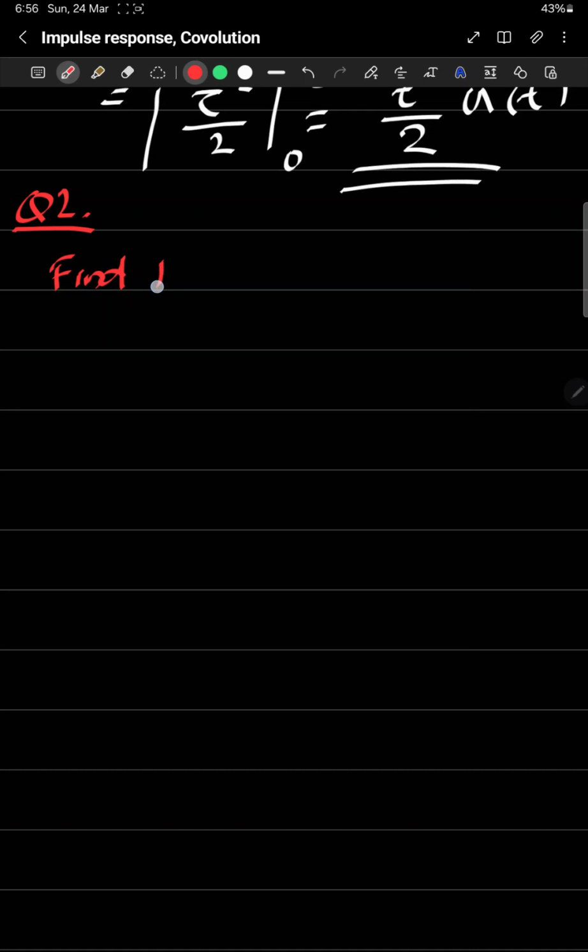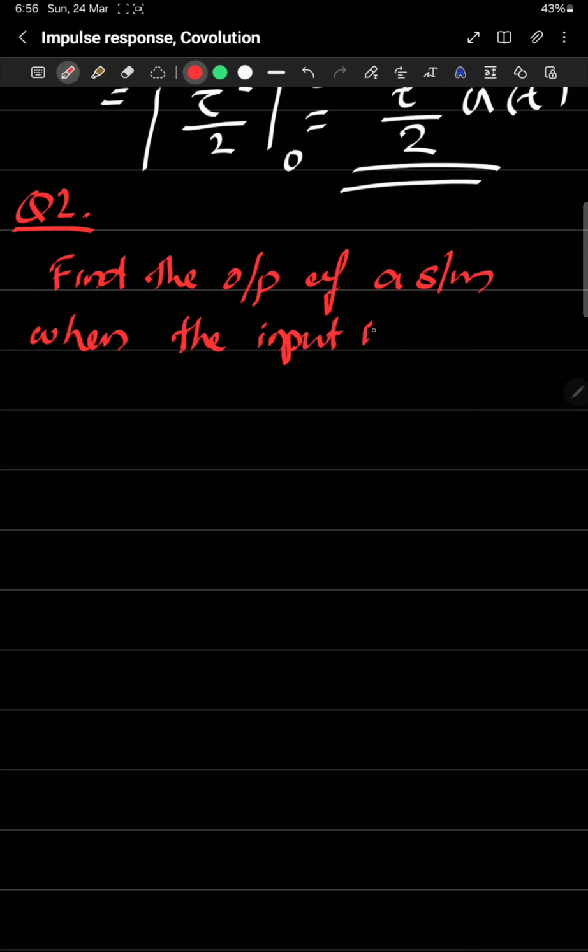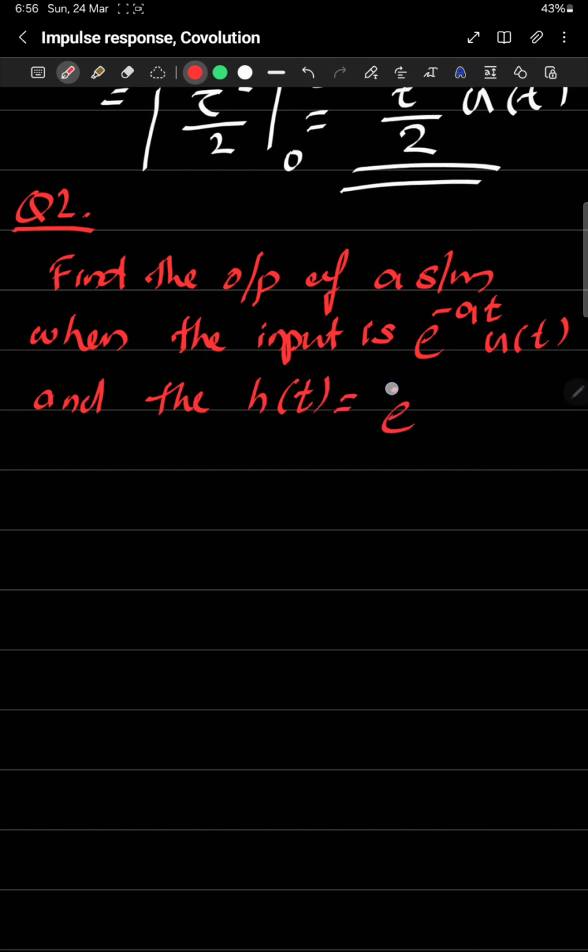Find the output of a system when the input is e raised to minus at into u of t, and the impulse response of the system is, say, e raised to minus bt into u of t. We'll choose some general case.